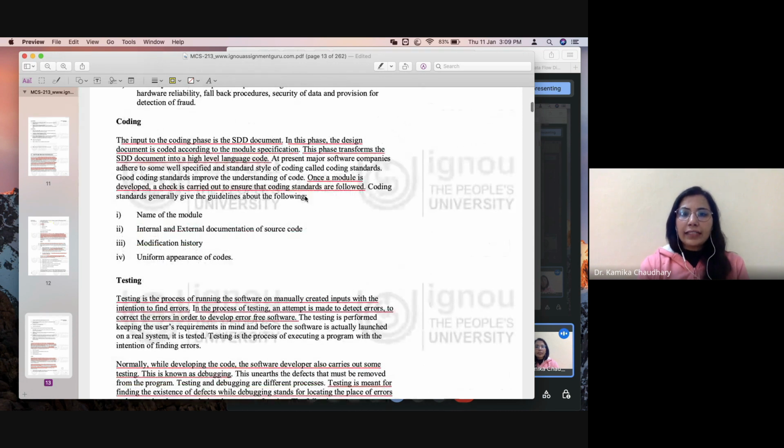So what do these guidelines include? First is the name of the module. You have to mention which module you are working on. Then all the internal and external documentation of the source code needs to be present. Then, if any modification is done to your code, that history should also be there. And the fourth point is the uniform appearance of the code. There is a set of standards to maintain uniformity, which needs to be followed by the coder. All these points need to be taken into consideration whenever the coding team is doing the coding part of the software development life cycle. Understood?